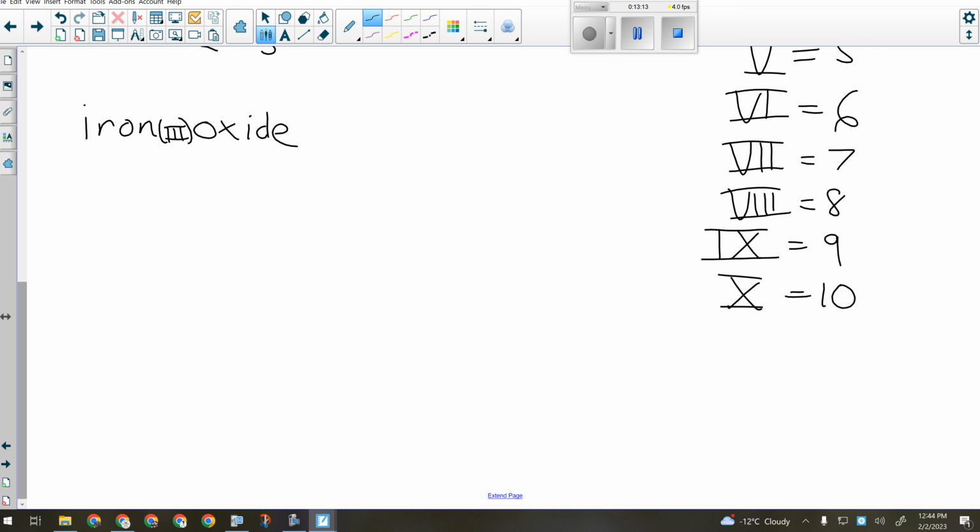Realistically, you're never going to have to go higher than four. There's the odd thing that has a five or a seven, but it's pretty rare. Most of the time, if you know one to four, you're pretty good there.